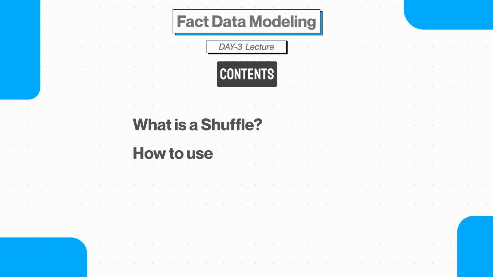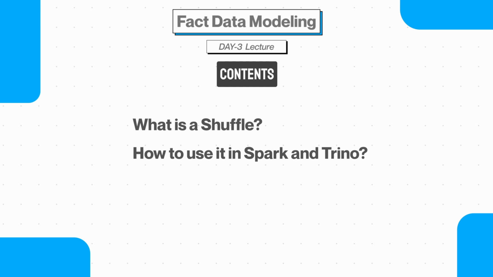And then day 3 will be a deep dive on shuffle and how you can use shuffle in Spark and Trino and how you want to minimize it. The way that you minimize it is through this thing called a reduced fact. A reduced fact is a way to minimize the volume of all of your fact data by preserving the most important bits. And by building reduced facts, you can supercharge your analytical patterns.